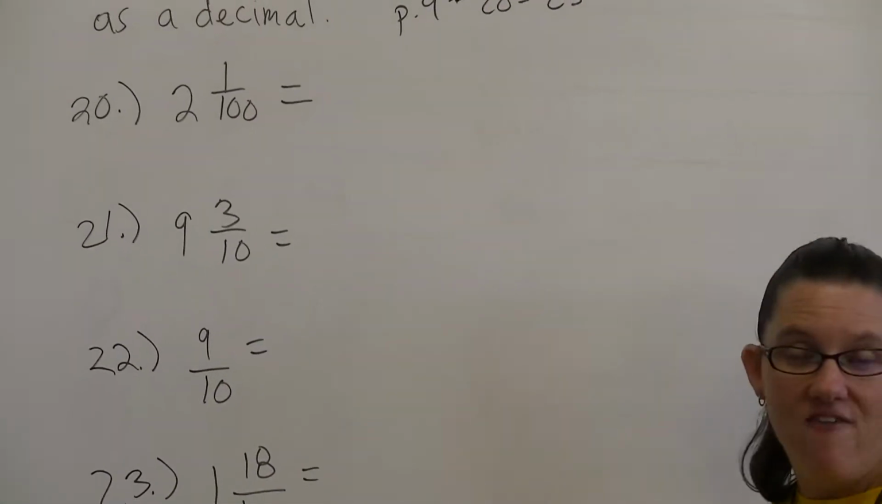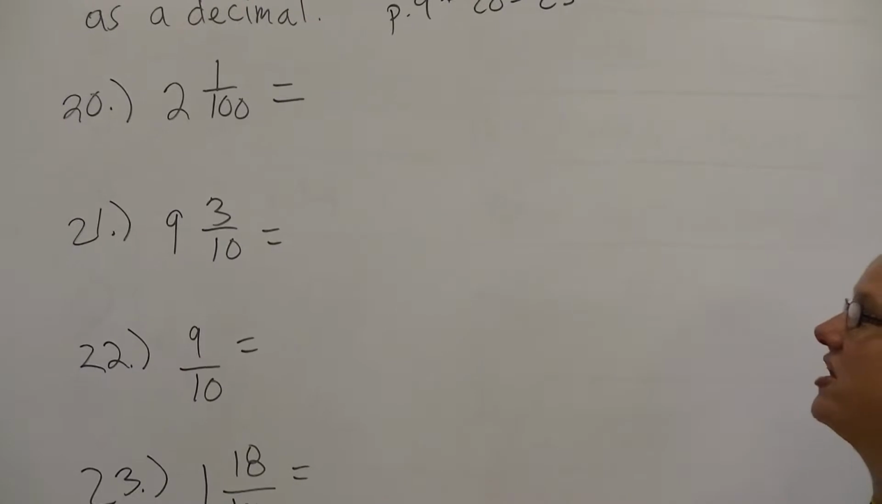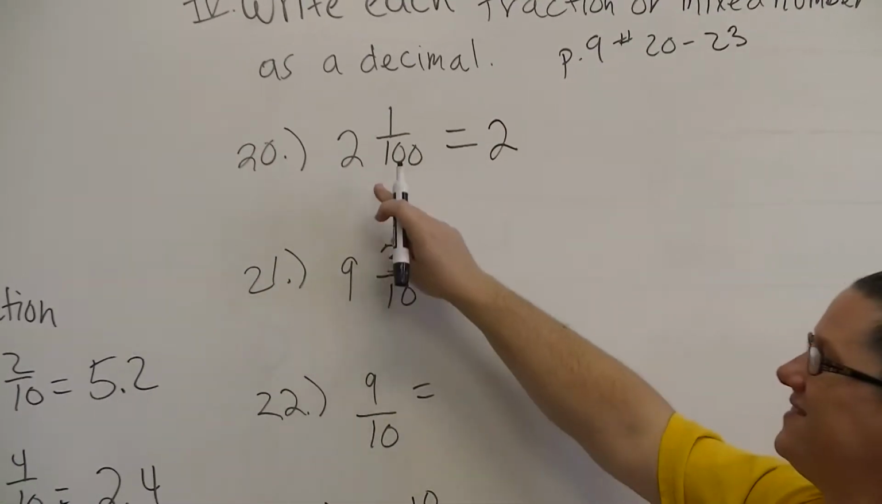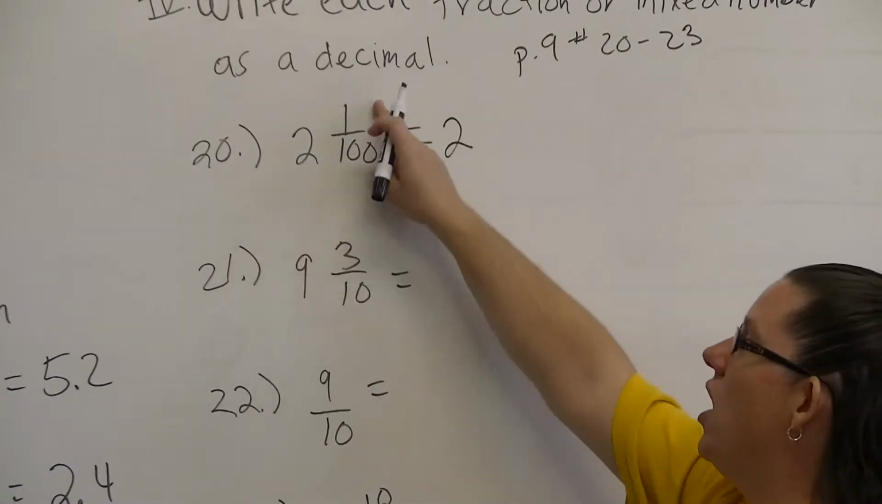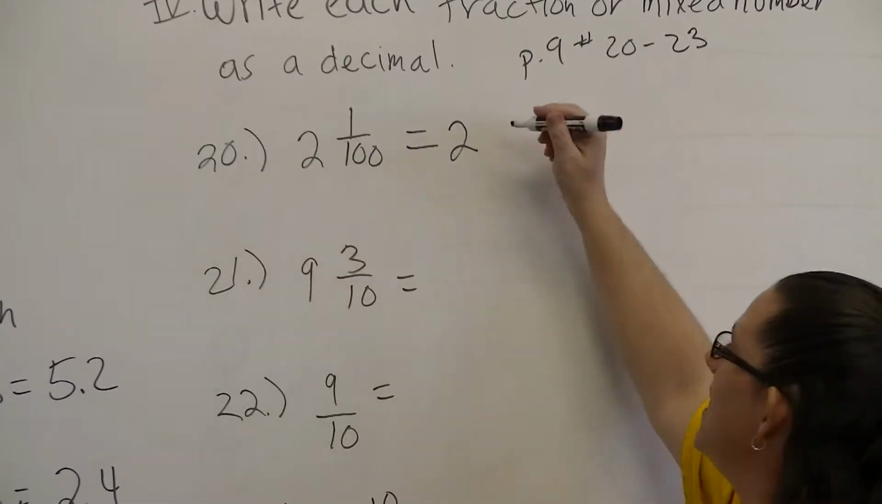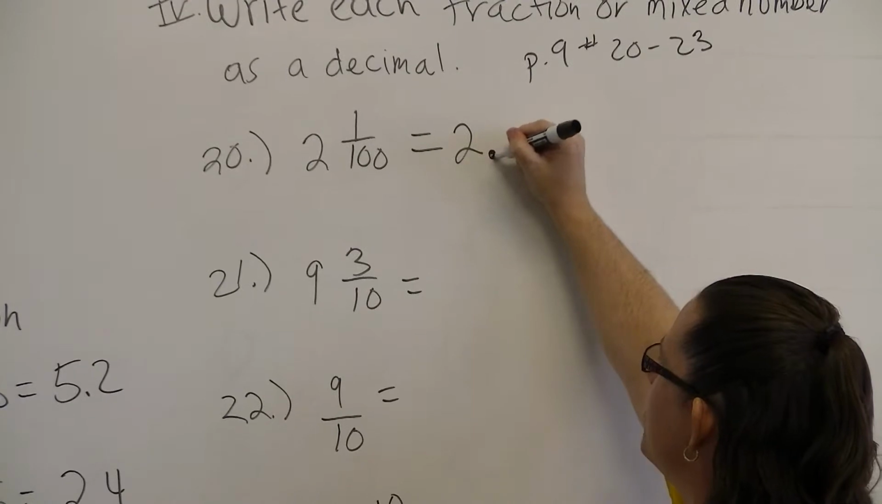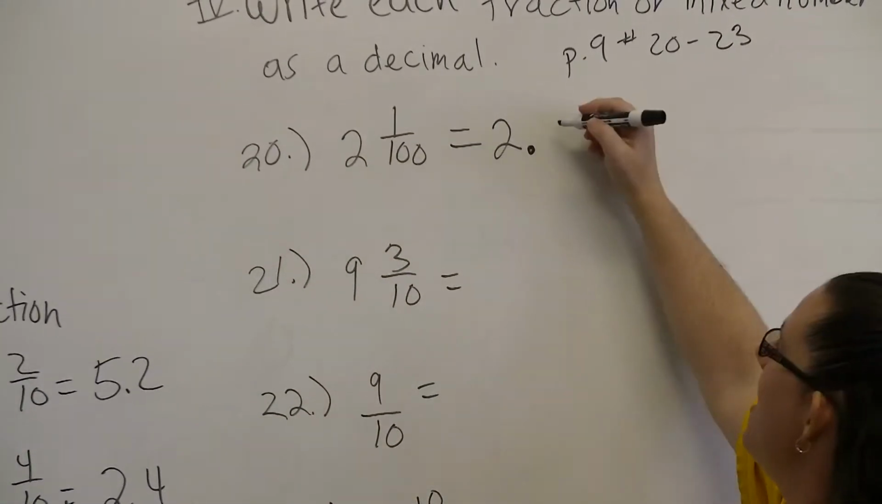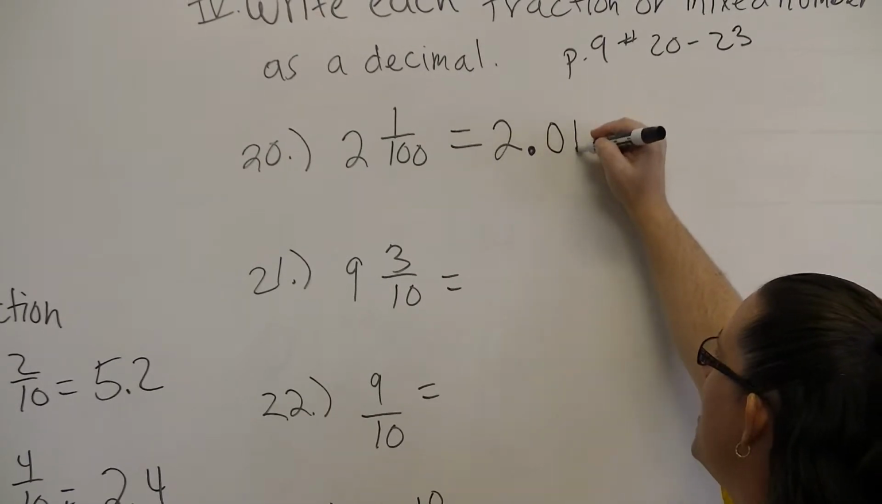Well, if you're having a hard time, take your place value chart out again. 2 is my whole number, so we write that first. And then I said 2 and 1 100th. So I said and, then I know this is becoming my decimal part. And how do I write 1 100th? Well, I have to put my 0 first and then a 1.